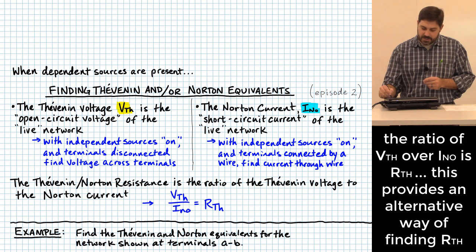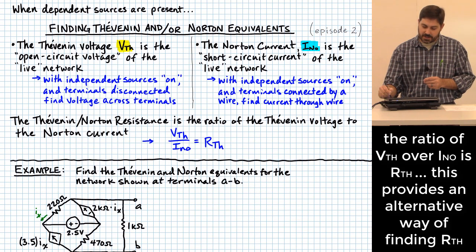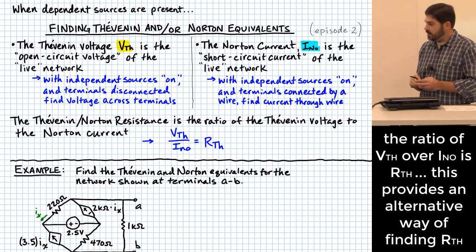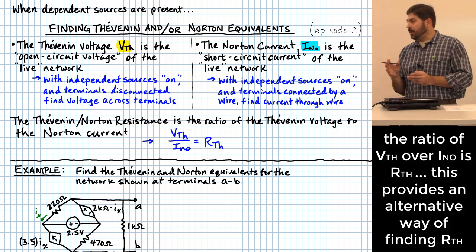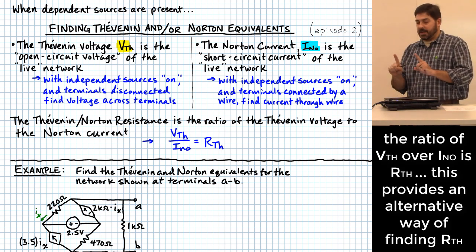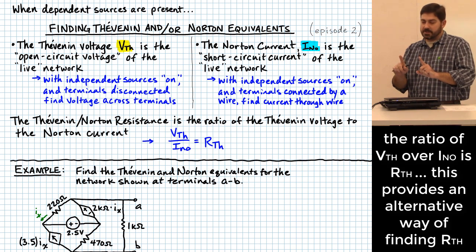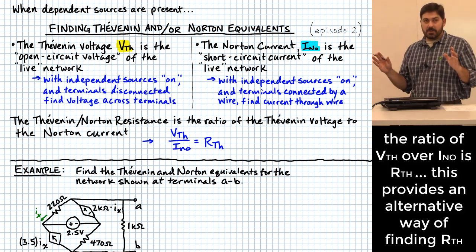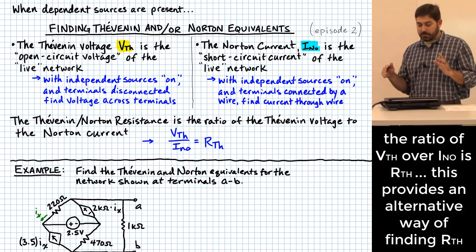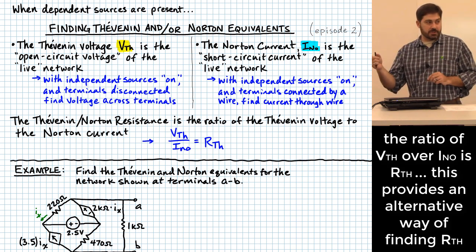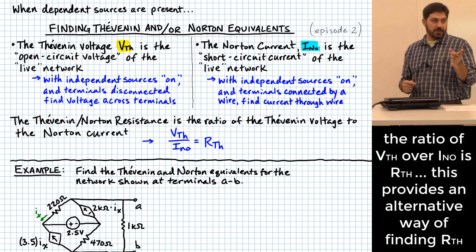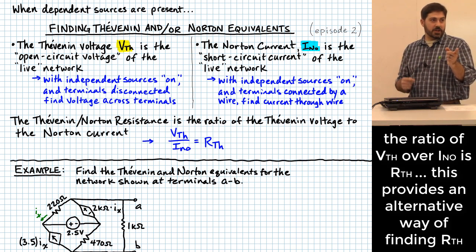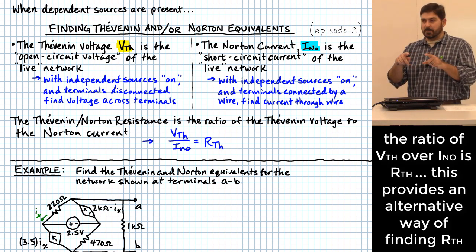If you have dependent sources present in your circuit, instead of trying to figure out your equivalent resistance by finding the equivalent resistance across the terminals with your independent sources killed, now you go, all right, well, I can't do that, but I can figure out both my Thevenin voltage and my Norton current. I could do both just like I did on the last example.